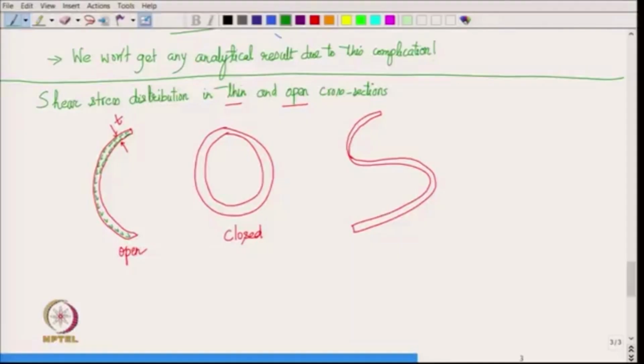So, the nice thing about thin cross sections is that we do know the direction of the shear stress, that is, it is flowing along the cross section's boundary. Okay. So, even within the boundaries it is going to be aligned, because there is no space for variation.